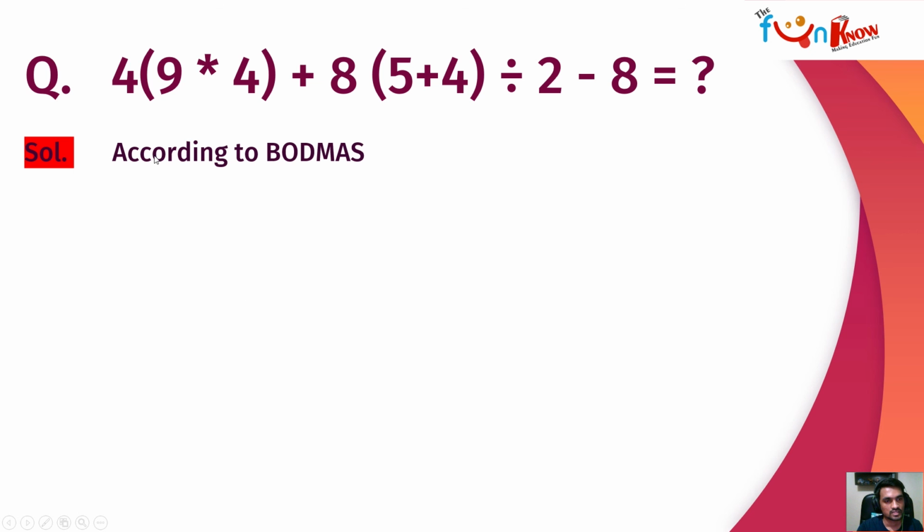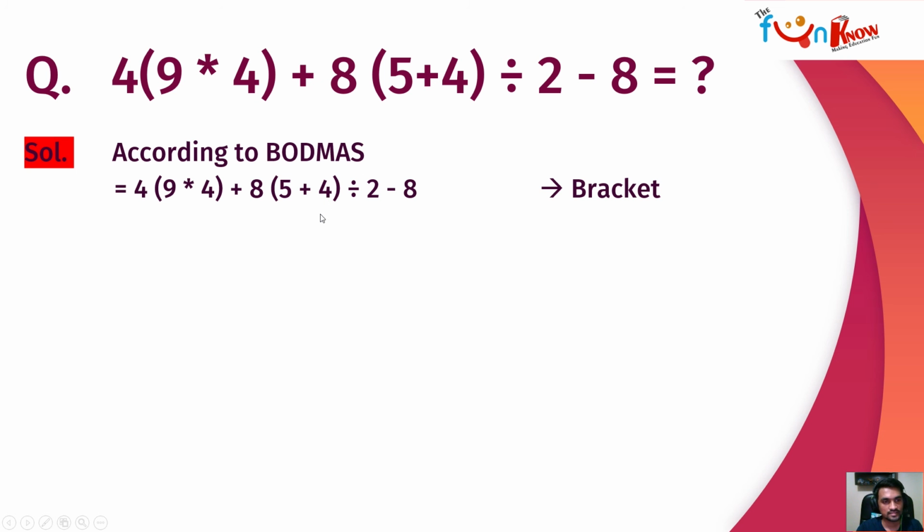So here's another example, but this time you should try solving it. Pause the video and try to solve this expression. And we are back. So let's try solving this. 4, and in brackets there is 9 multiplied by 4, and in parentheses there is 5 plus 4.